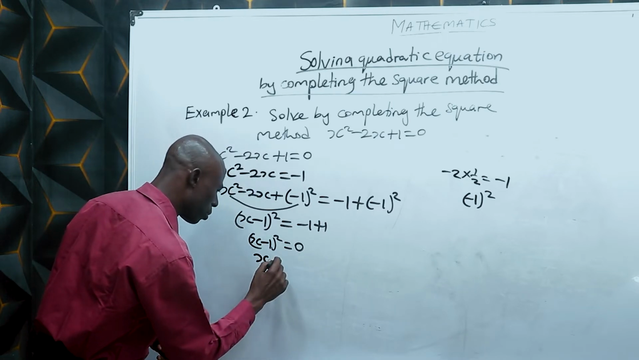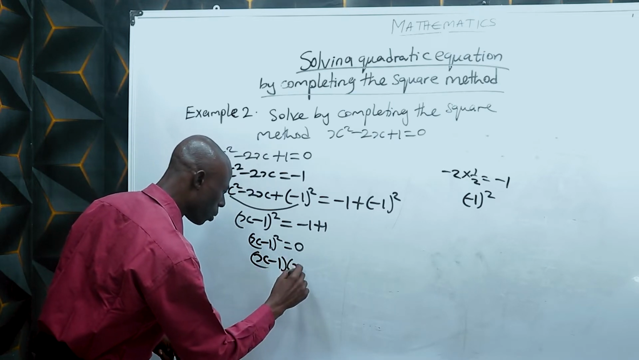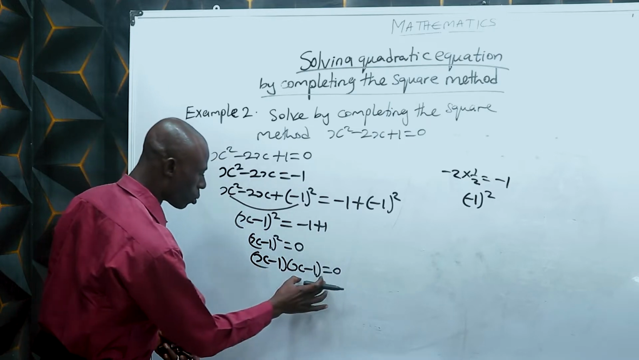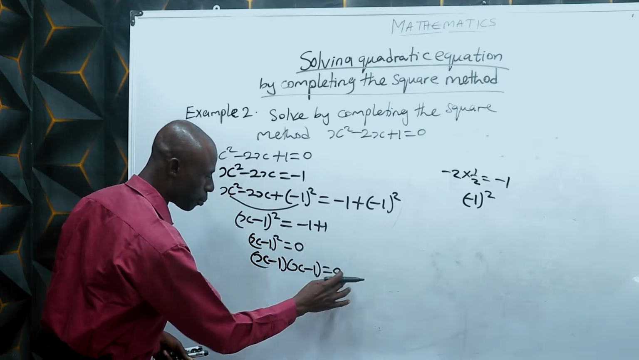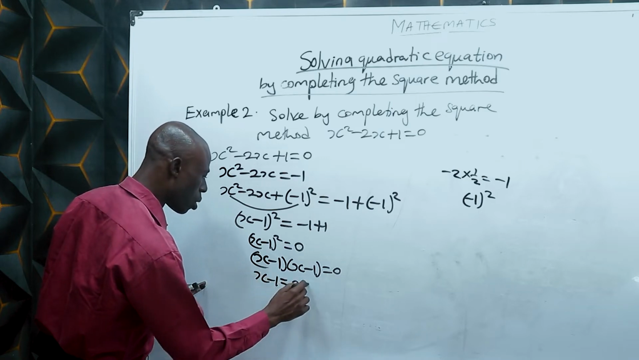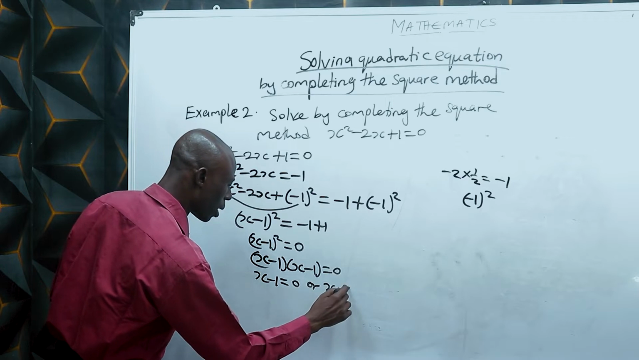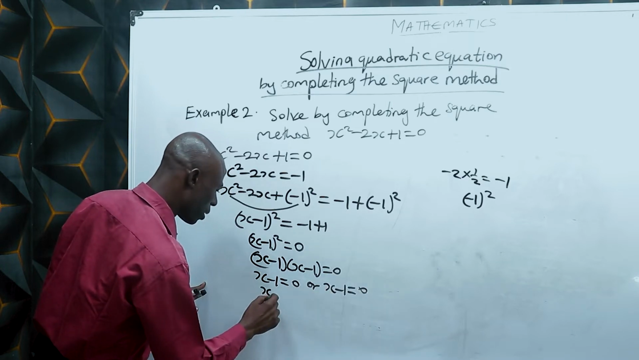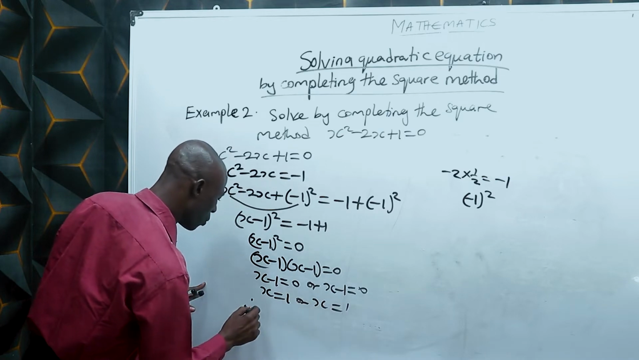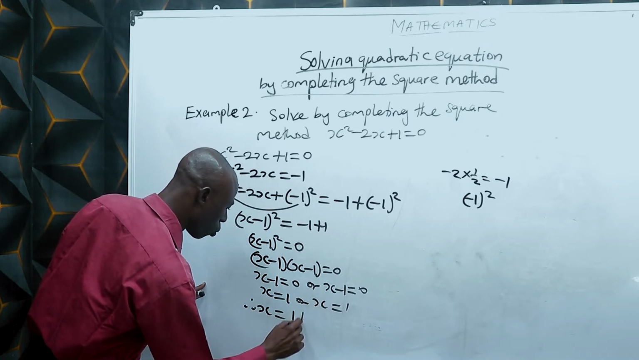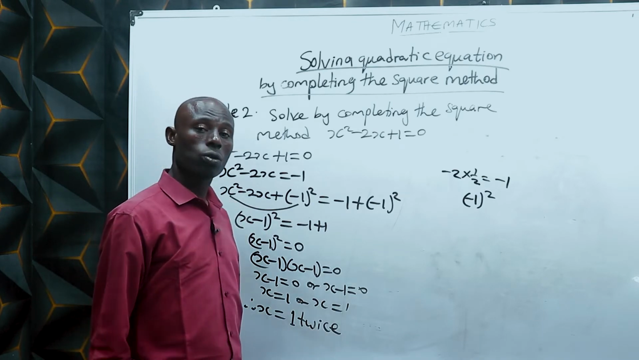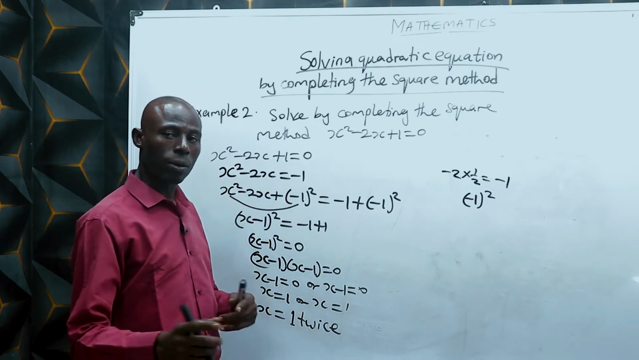So we write x minus 1 times x minus 1 equals 0. And don't forget, when two things multiply each other like that and the product is 0, what happens? It means x minus 1 is equal to 0 or x minus 1 is equal to 0. x equals 1 or x equals 1. Therefore, x is equal to 1 twice. It happens like that. Equal roots. You have 2 equal roots, 1 and 1.